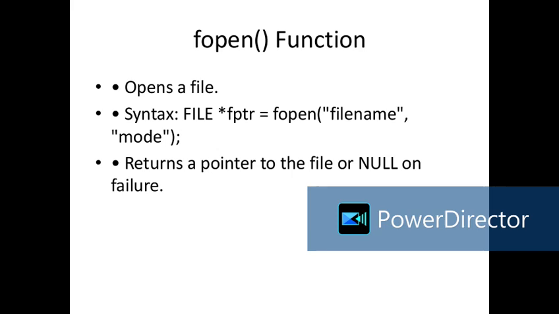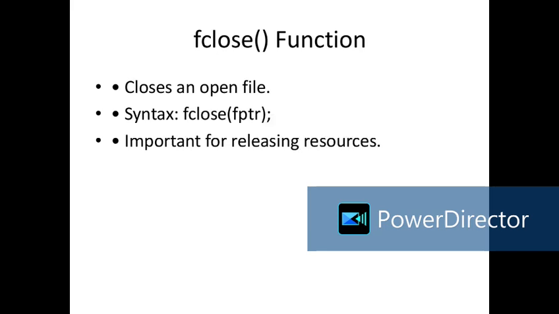Important: always check if fopen returns NULL. This indicates a failure, for example, the file does not exist or permission is denied. Interactive task: ask a student to write a simple program that opens a file and prints success if the file opens, or error otherwise. Close function. Once we are done using a file, we must close it with fclose.